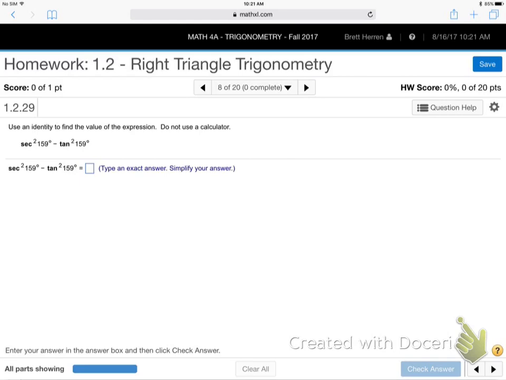So secant squared. This is a really tricky one. Let me just show you this one.